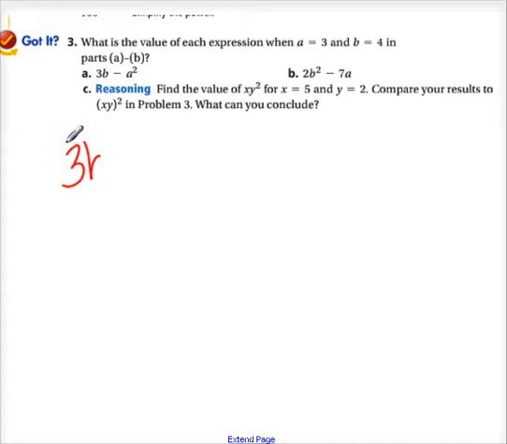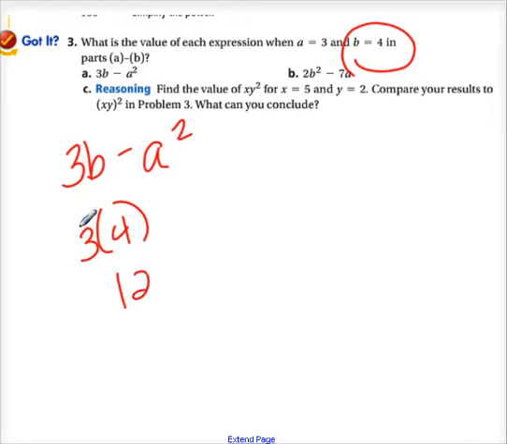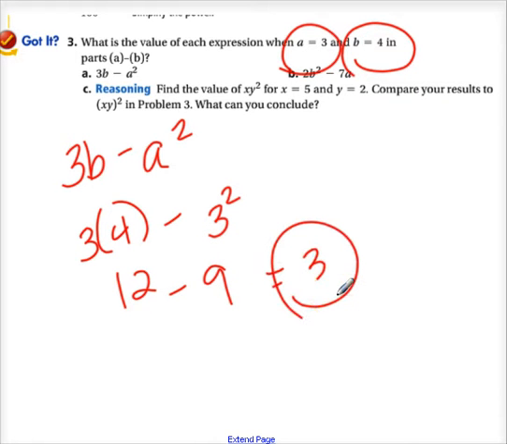So let's do one together. Let's do 3b minus a squared. 3 times b, and b is 4. So 3 times 4, well that's 12. And minus a squared. A is 3, so minus 3 squared. 3 squared is 9. 12 minus 9 is 3. So that's how you evaluate an expression.